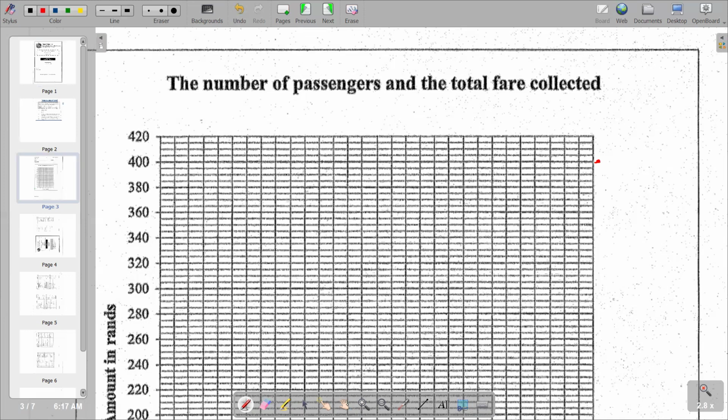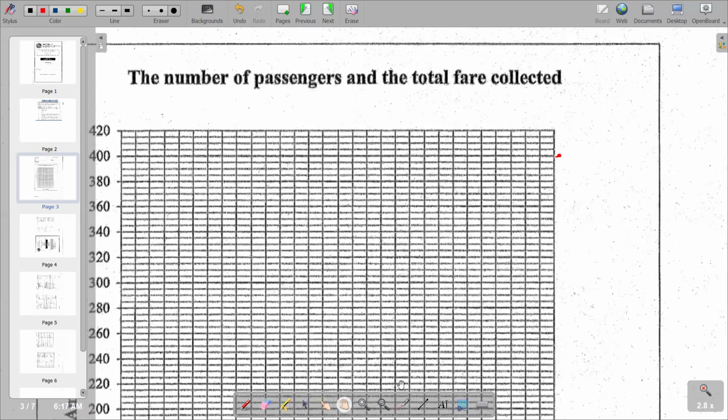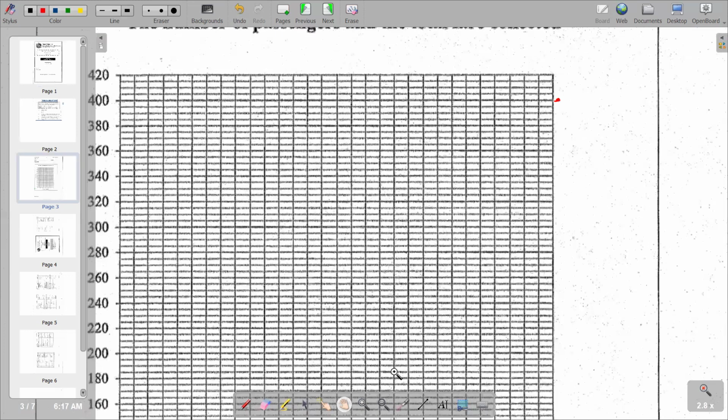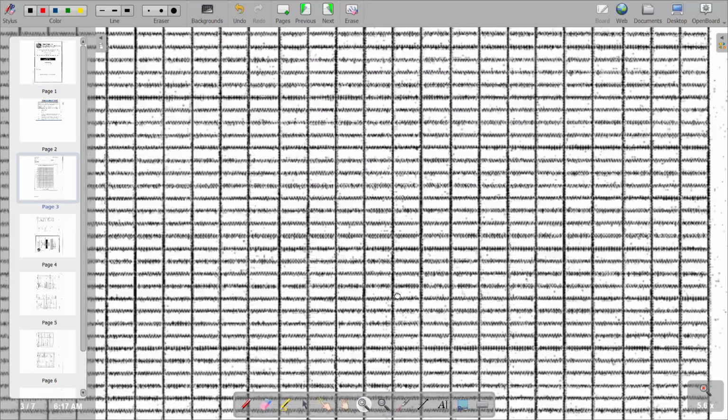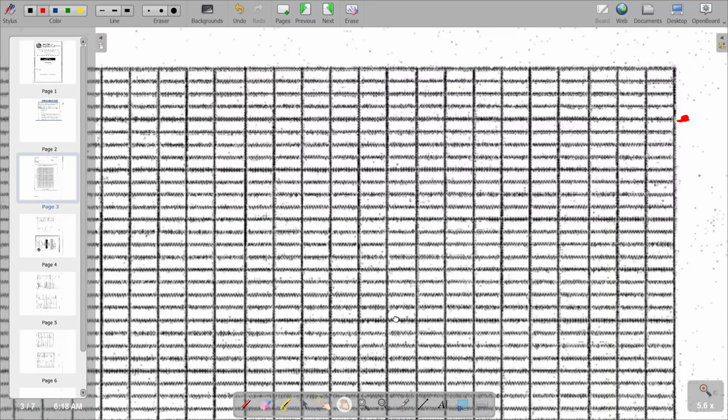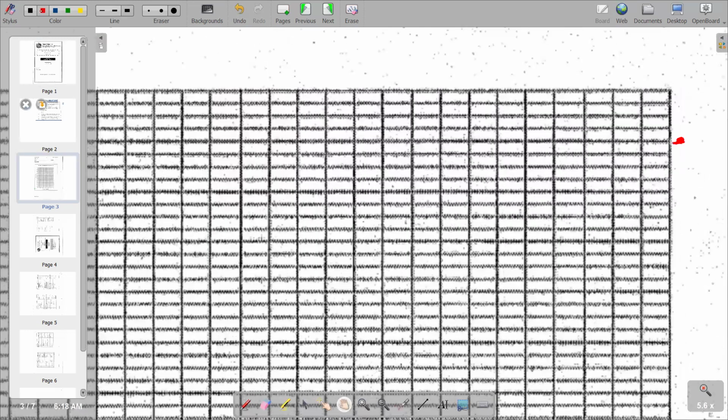So we try to go to 408 now. Remember we said every point is representing 5. So we have 400, so 405 is here. So 408 is in between this line and this line, so we put it in between here, then we put our 80. So we can now join the points with a straight line.